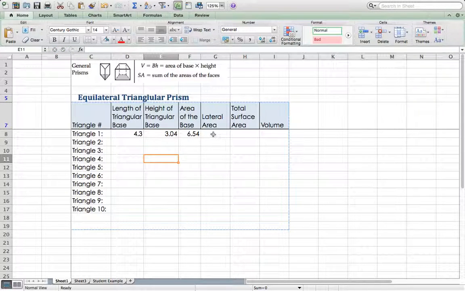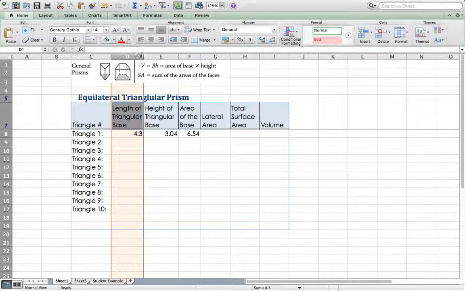All right. Now the lateral area are the 3 rectangles, but because it's an equilateral triangle, all those rectangles are going to be the same. Oh, you know what? We need to be given the height of the prism. Okay, so this is actually good. I need to insert a column.